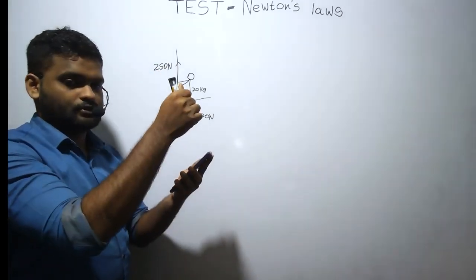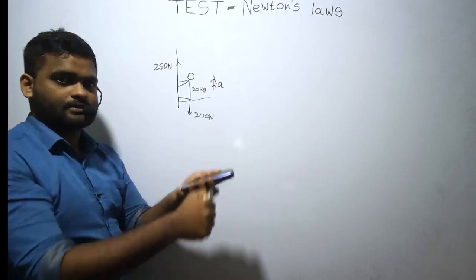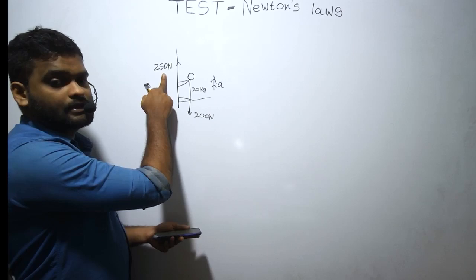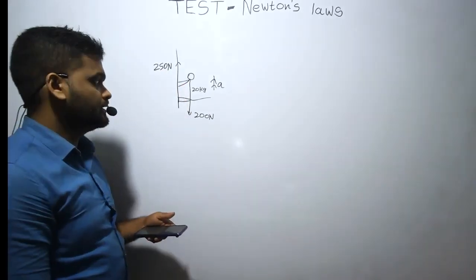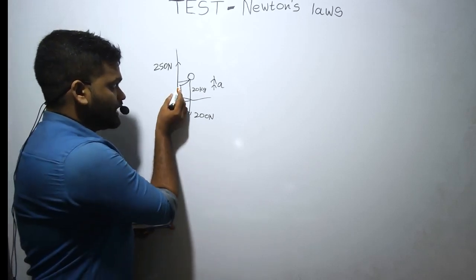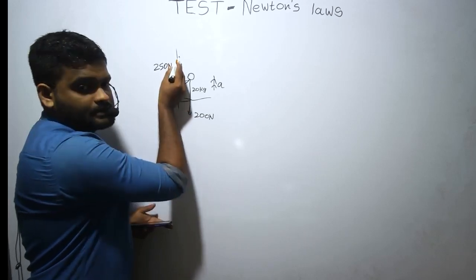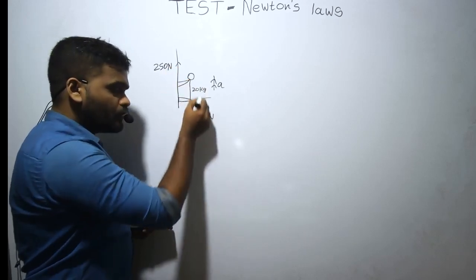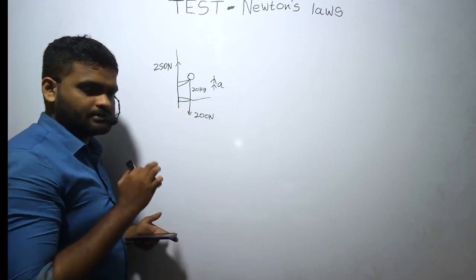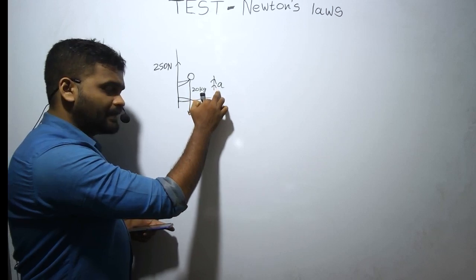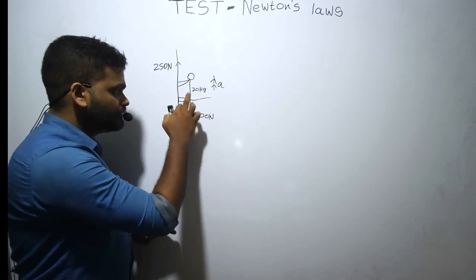So for the monkey to accelerate upwards, it has to exert a force, and that maximum force should be 250 Newton. This force is on the monkey, right? The monkey is applying a force on the rope downwards. The rope applies a force on the monkey upwards. I have drawn only a free body diagram for the monkey, right? Not for the rope. We are not concerned about the rope. We are finding the acceleration of the monkey, right?